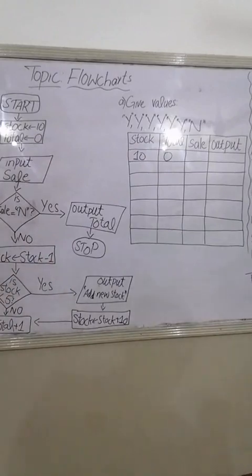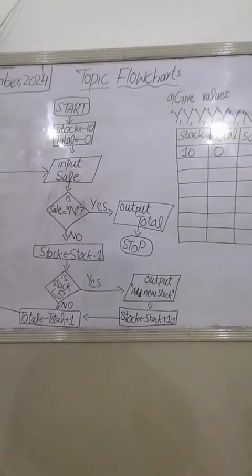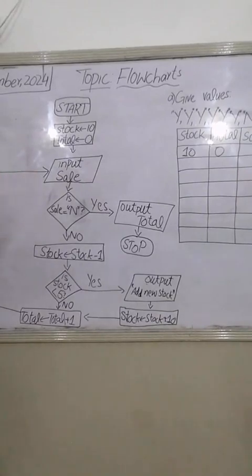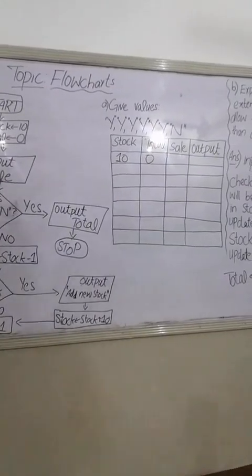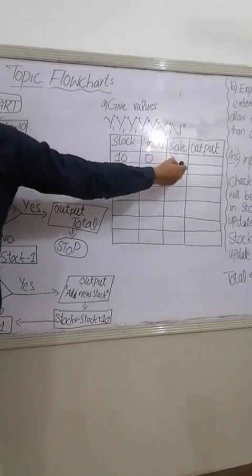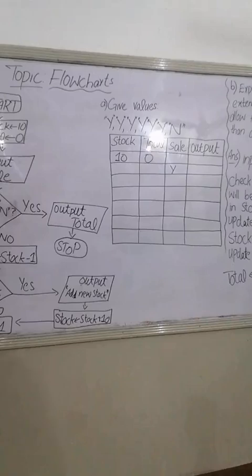If we start this flowchart, you can see we have to take input from the user and store that value in the variable sale. It means if you are selling some of the products in your shop, how can you subtract that from the total stock which you have. So let's input the value given by the examiner, that is Y. In this column of sale, we are going to add Y, right? Because that is the value given by the examiner.